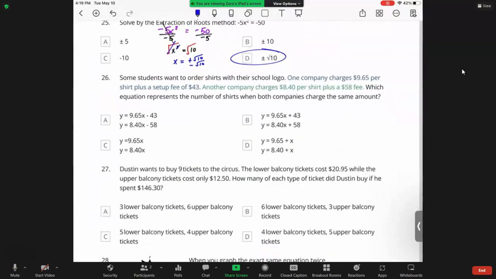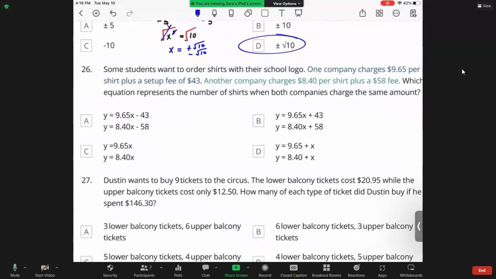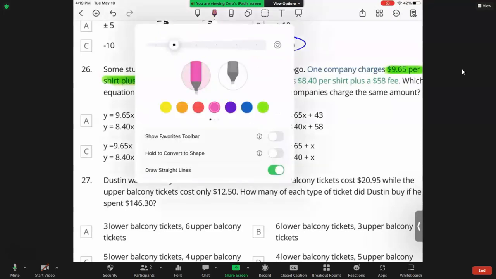26. Some students want to order shirts with their school logo. One company charges $9.65 per shirt plus a setup fee of $43. So $9.65 plus $43 just to start it, right? Let's see if I can find that.